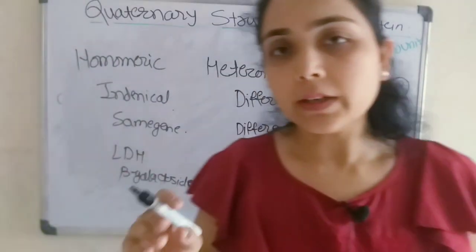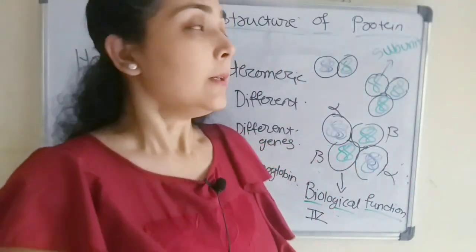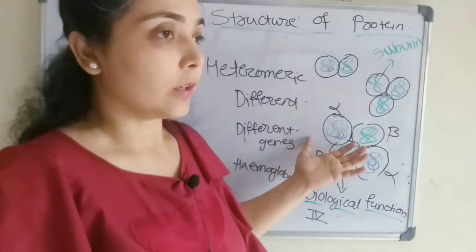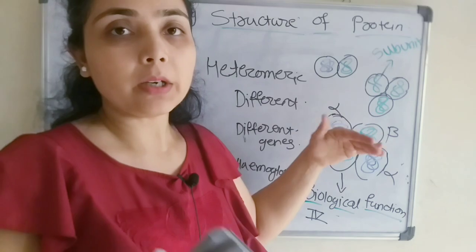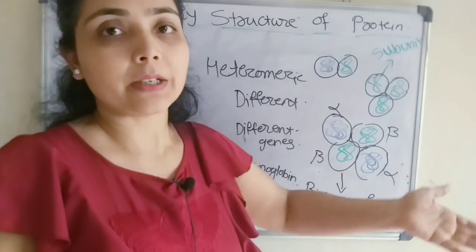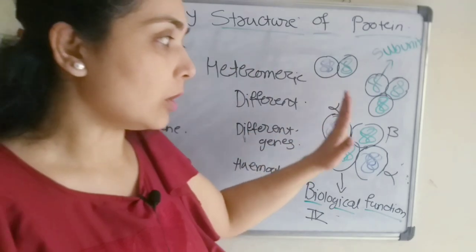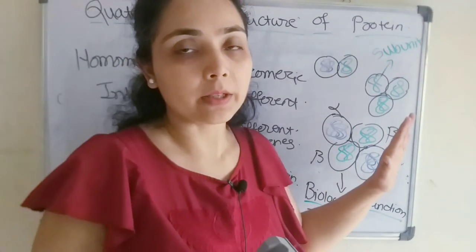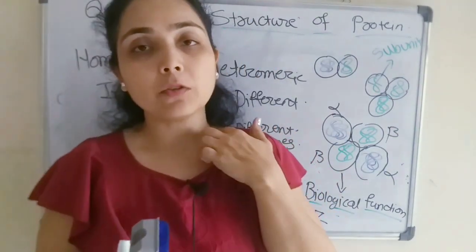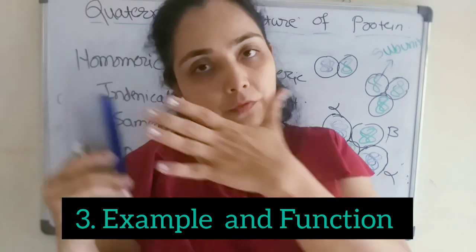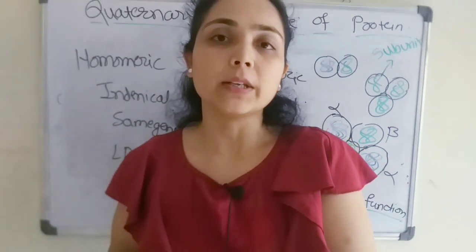So what we discussed: first we understood what the quaternary structure is, then the subunits, if 2 then dimer, trimer, tetramer, and if identical then it is a homomeric protein, if not identical then it is a heteromeric protein. Now we will see examples of quaternary structure of proteins which are mostly involved in biological processes.